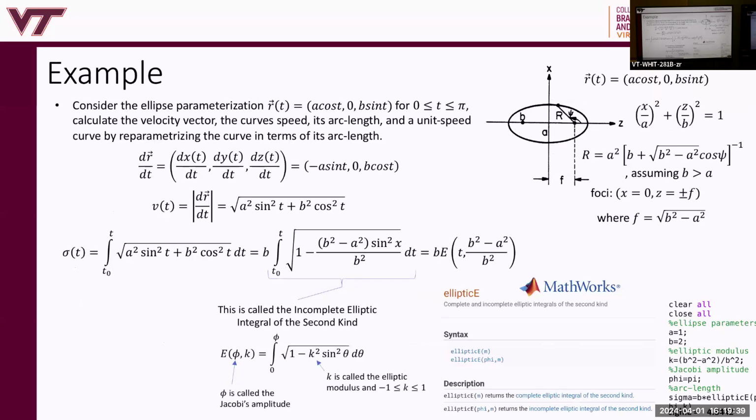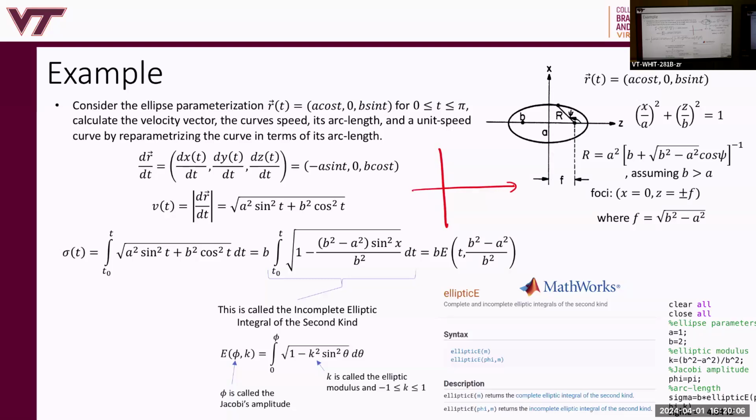So let's do an example. I picked an example that is not in the notes that you guys have, which use the helix, but that one's very easy. We just did that one. So I'm going to give you a different example that's a little more difficult. Consider the ellipse parameterization r equal to a cosine of t, 0, b sine of t, from t going from 0 to pi. So what does that look like? Let's do that first.